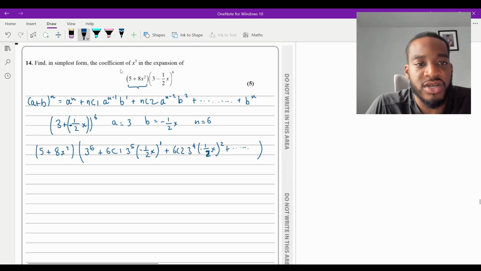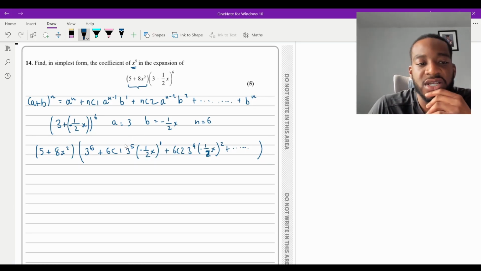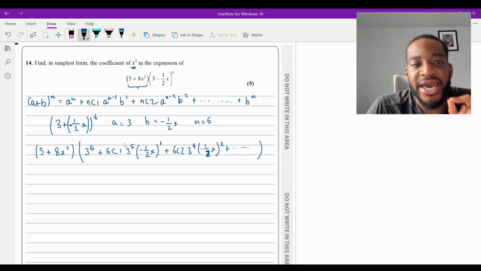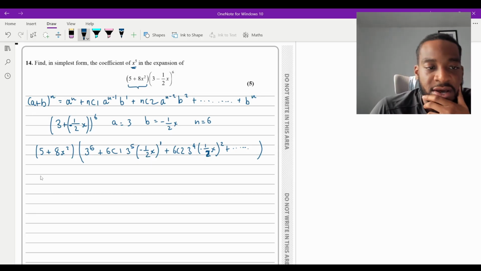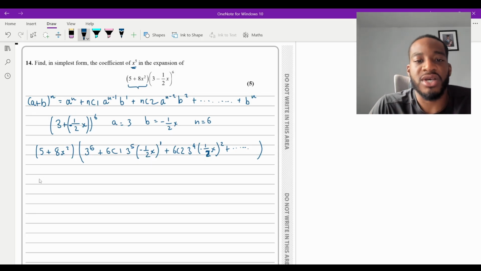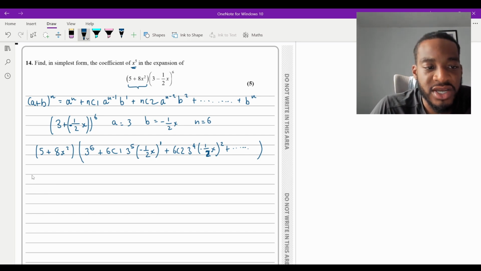Now, remember, they're asking us for the coefficient of x to the power of 5, right? So say to yourself, okay, well, fine, how can I get x to the power of 5? Bearing in mind, once I do this expansion, I'm also going to have to expand the bracket as well. And it's not too bad. Once you just do it a couple of times, it's pretty easy to see. So I'm just going to write this out one more time.